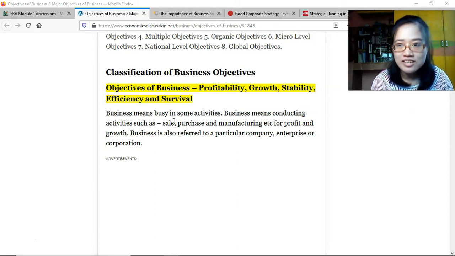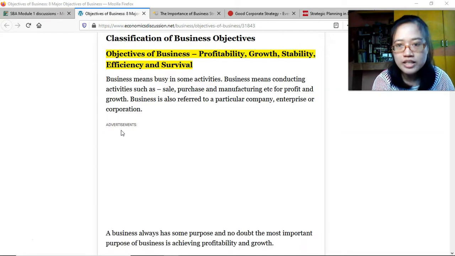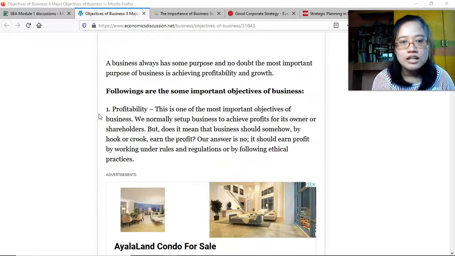Business means busy in some activities. Business means conducting activities such as, of course, the sale, the purchase, manufacturing for profit and growth. Business is also a particular company, enterprise, or corporation. So it could mean the activities, the operation of the business, or it could mean the entity itself, the corporation, partnership, or the sole proprietor. A business always has some purpose, and no doubt the most important purpose of business is achieving profitability and growth.